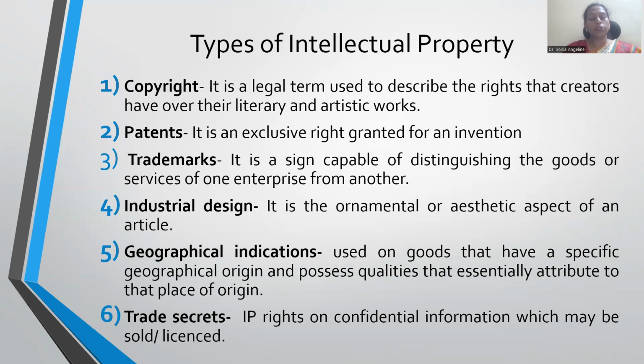The types of intellectual property are copyrights, which is a legal term used to describe the rights that creators have over their literary and artistic works. Patents are exclusive rights granted for an invention. Trademarks are basically signs which are capable of distinguishing the goods or services of one enterprise from another. Industrial design is the ornamental or aesthetic aspect of an article. Geographical indications are used on goods that have a specific geographical origin and possess qualities that are essentially attributable to that place of origin. Trade secrets are mostly related to confidential information which may be sold or licensed.